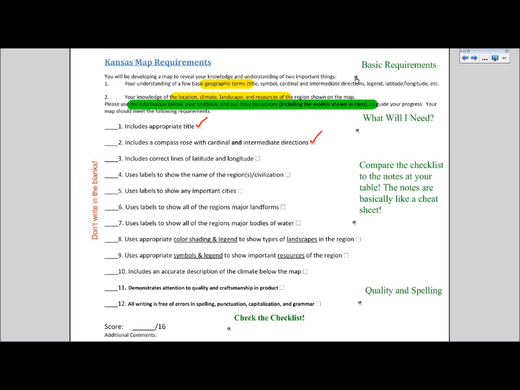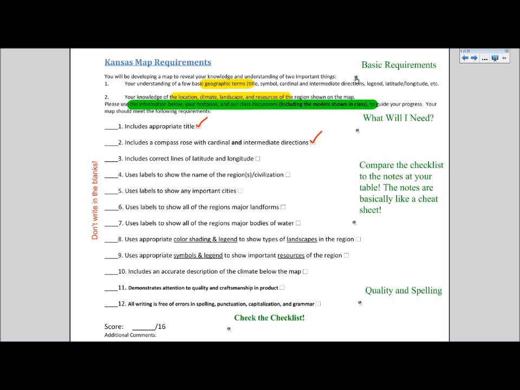Alright, take a look at the side of your Kansas map that lists the requirements. It looks a little overwhelming because there's a lot of information, but I'm going to help break it down for you. You'll need to make sure you're paying close attention because these requirements will be the same as all of the requirements on your maps throughout the entire school year.